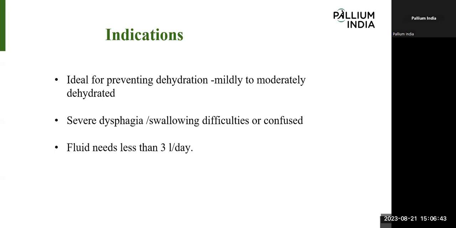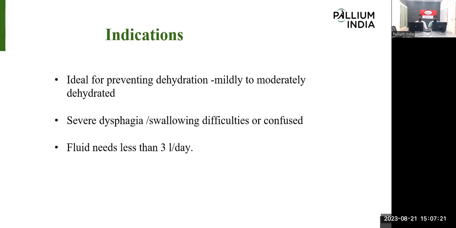Mainly, continuous subcutaneous infusion can be given in cases of mild to moderate dehydration. If we see such a patient, we can rehydrate subcutaneously. In moderate to severe or severe dehydrated cases, tissue absorption is very poor. So for mild to moderate dehydrated cases, if we plan any rehydration, we can give it subcutaneously.